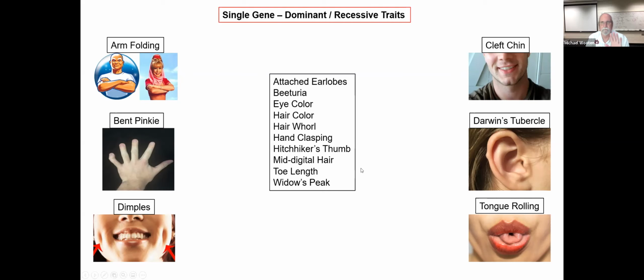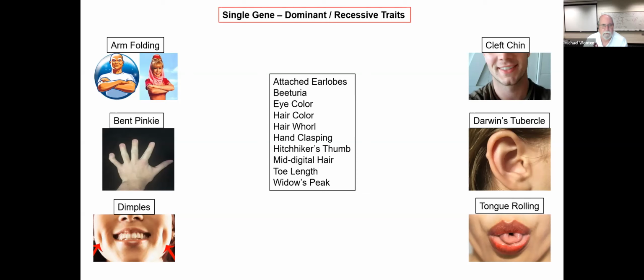And toe length. I won't pull my ugly toes out here to show you, but whether you've got your big toe, and then whether the next toe, the second toe, is longer or shorter than the big toe, is one of the models there. And widow's peak, things like that. Often used, very, very good.